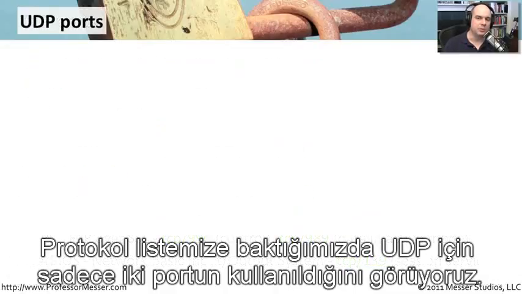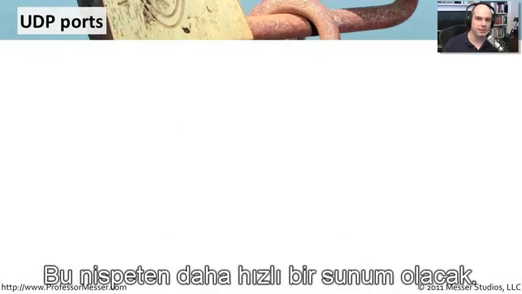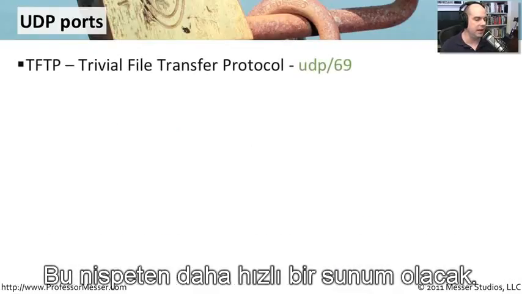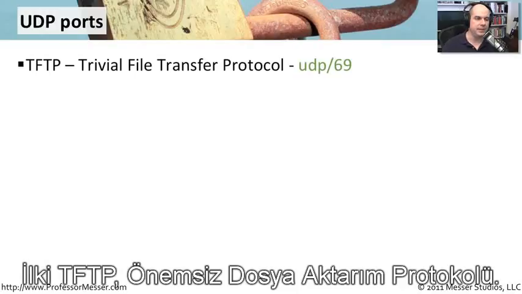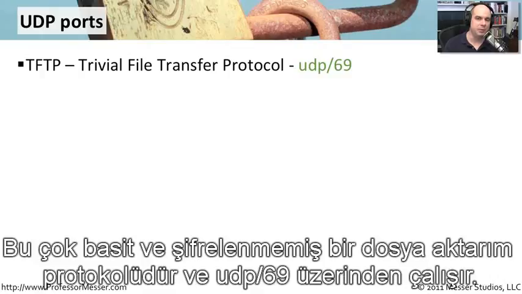In our list of protocols, there were really only two protocols that used UDP to communicate. So this is going to be a relatively short slide to look at. The first is TFTP. That stands for Trivial File Transfer Protocol. It's an unencrypted and very simple file transfer method. It uses UDP over port 69.